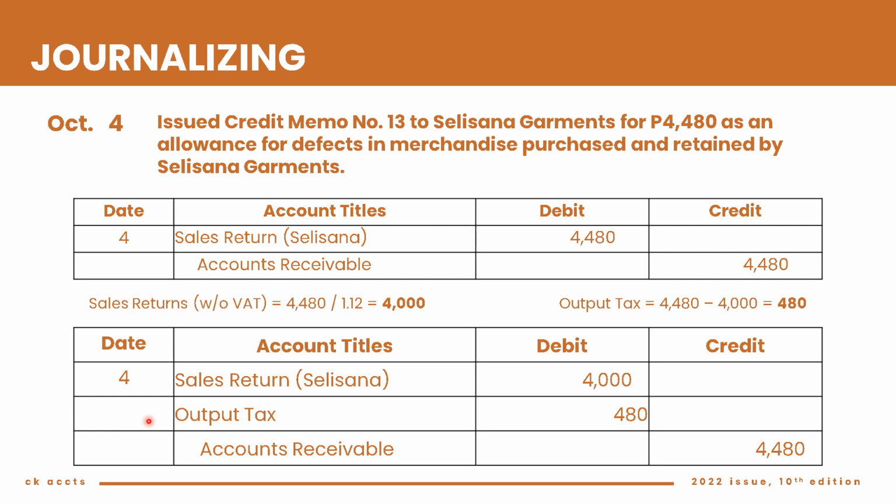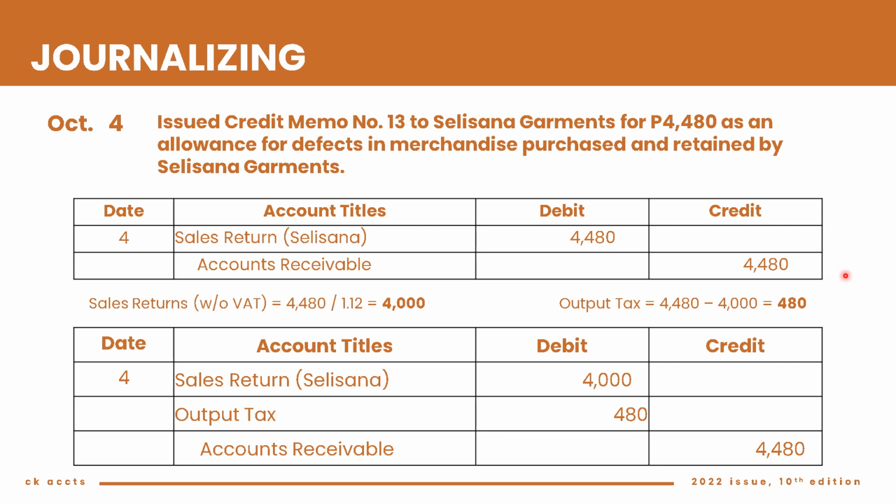We have two debit accounts here, that's sales returns and allowances na 4,000, then output tax na 480. Okay? And the credit here is accounts receivable 4,480. So ganito dapat yung kalalabasan niya na journal entry, okay? Or yung record.